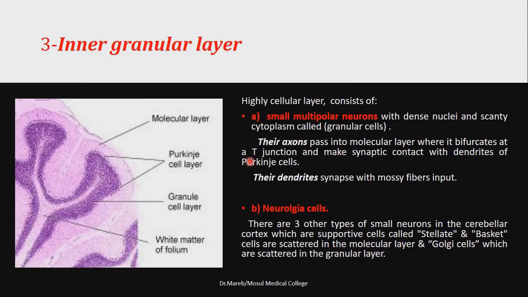Now the third layer will be the inner granular layer. Again, this is the molecular layer. This is a single layer of Purkinje cells, and this will be the inner granular layer.